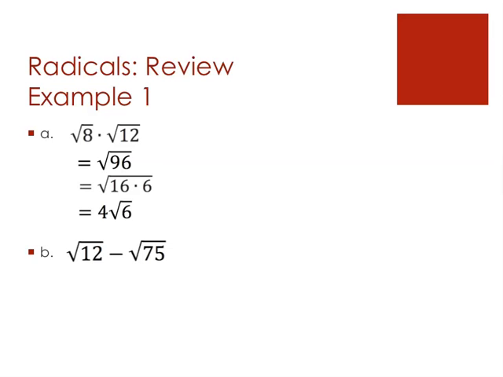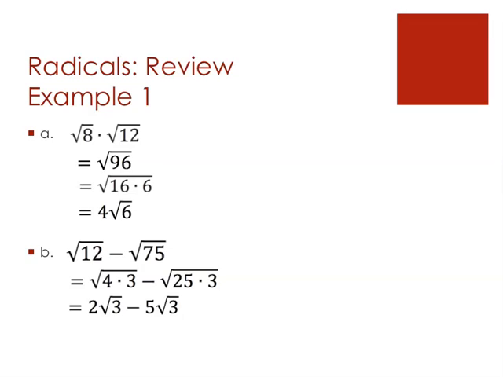And for 75, 25 is a perfect square. That's a factor of 75. So we can rewrite these as 4 times 3 and 25 times 3. Now we'll simplify by taking the square root of the perfect square. So this becomes 2 root 3, and the second one becomes 5 root 3. Now you'll notice that for both of these, we have the same number under the square root. We have a 3 under the square root.